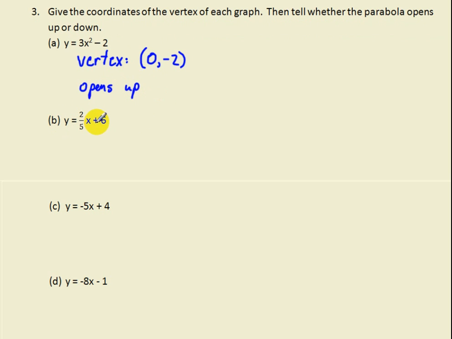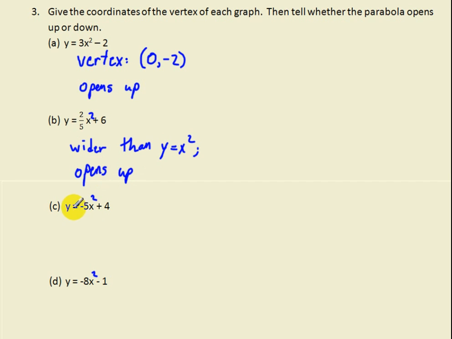In the second example, 2/5 x squared plus 6, sorry, this should be an x squared. This is going to be wider because the absolute value of this coefficient a is less than 1. It's going to be wider than y equals x squared, and it's going to be shifted up 6. Sorry, we're worried about whether it opens up or down. It opens up because a is positive.